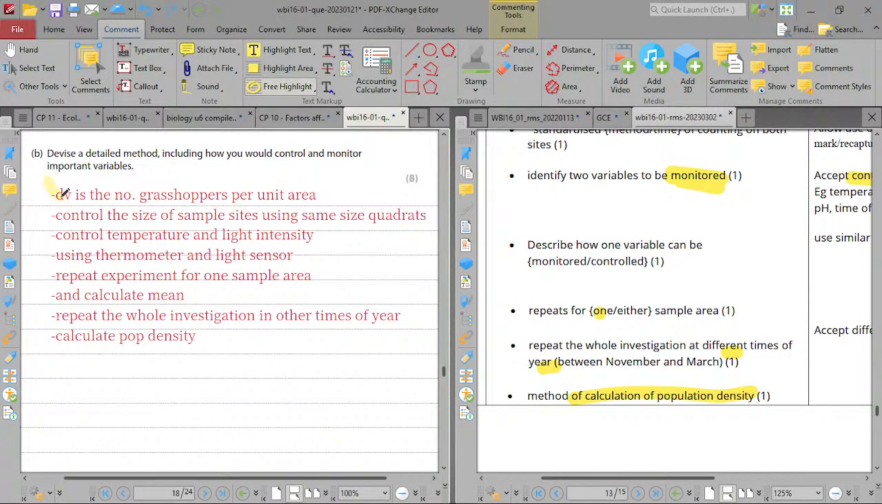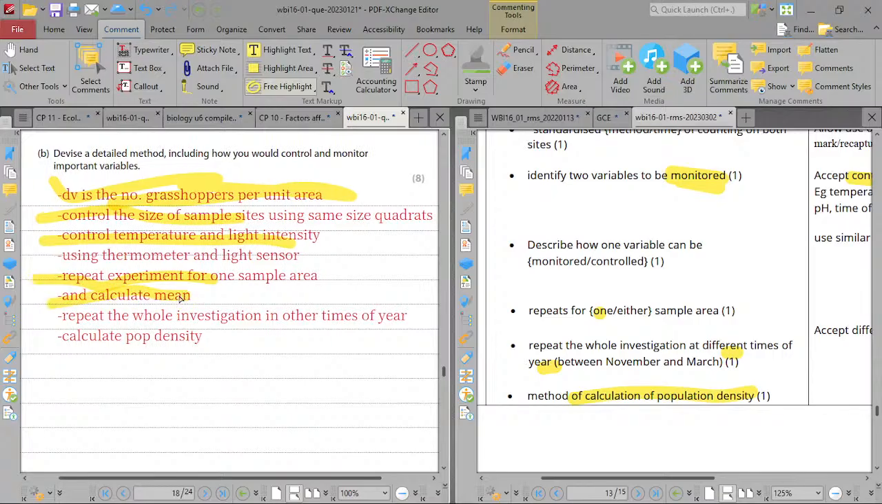So notice how we're first describing the dependent variable as always, then controls. Control size of the sample sites using fixed quadrats, control temperature and light intensity using thermometer and light sensor. And then after that, it's pretty much the experiment. Repeat experiment for one sample area, calculate mean. Repeat whole experiment for another time of the year, calculate population density.